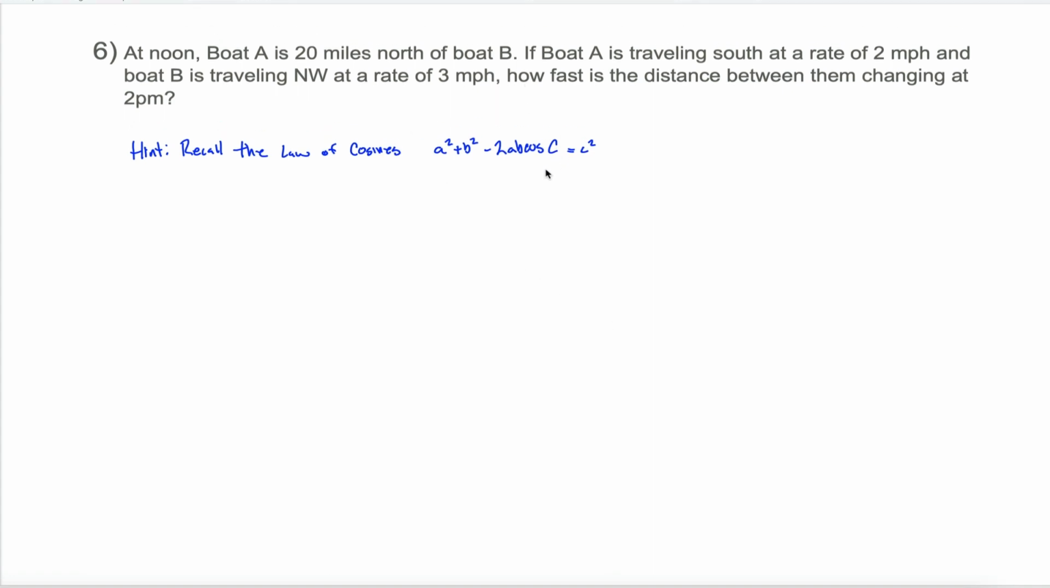is the boats don't start out at the same point, and also they don't travel perpendicular to each other. One of the boats is traveling south and the other one is traveling northwest. And that'll end up making things a little bit challenging. But I think if you draw the picture, it's pretty manageable.